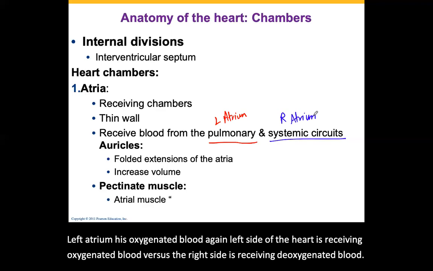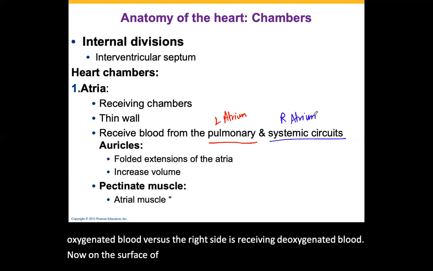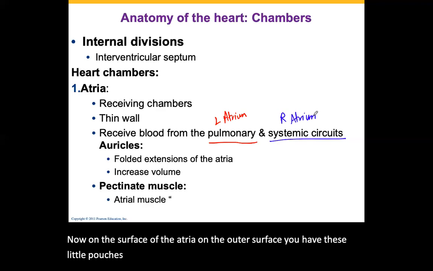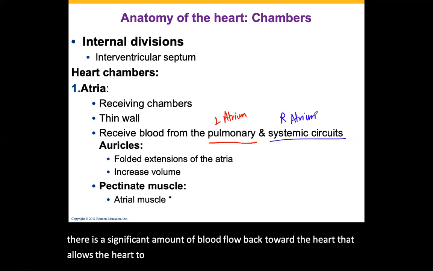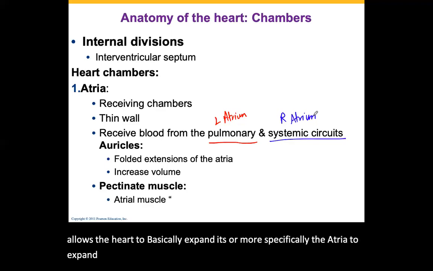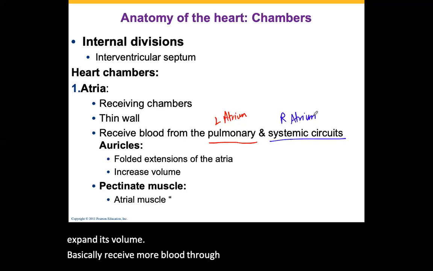Now, on the outer surface of the atria, you have these little pouches or extensions called auricles, and these are utilized when there is a significant amount of blood flow back toward the heart. They allow the atria to expand their volume and receive more blood through either the pulmonary circuit or the systemic circuit.